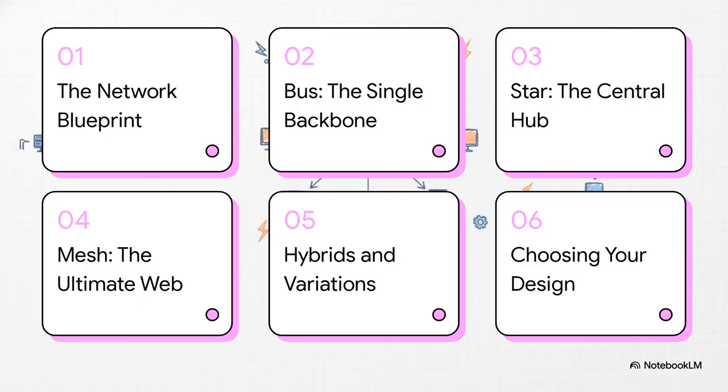So here's what we're going to cover. We'll start with the blueprint idea. Then we'll jump into three classic designs: the bus, the star, and the mesh. We'll even look at some hybrids and other variations, and then wrap it all up with how you actually choose the right design for the job.